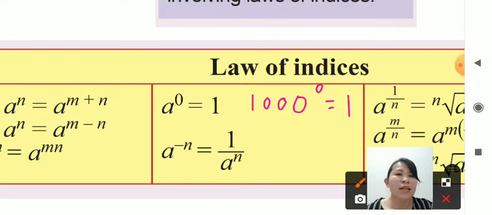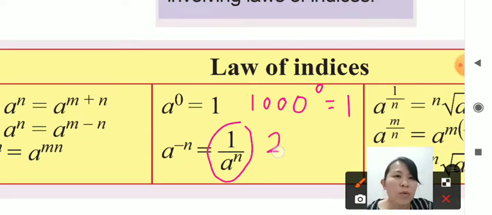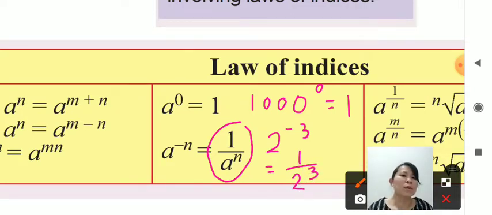Okay, the next one, this is a little harder. Negative index. Okay, for example, a to the power of negative n can be written in this way: 1 over a to the power of n. So, for example, we have 2 to the power of negative 3. You can write this in this form: 1 over 2 to the power of 3, or 2 cubed. Okay, so this is a little harder. You need to practice.